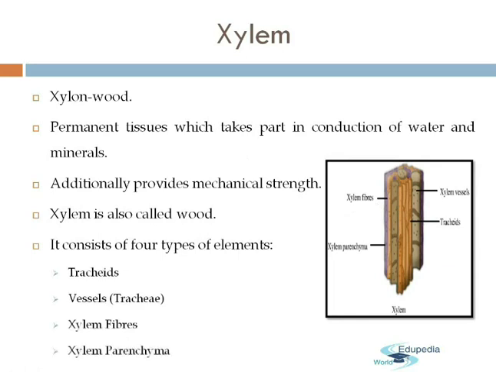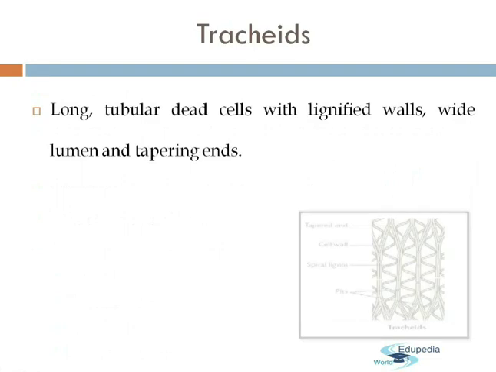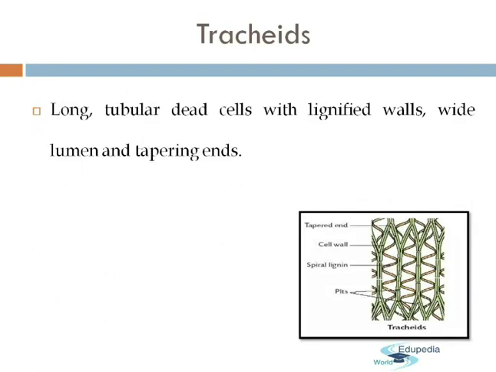Now, basically, xylem consists of these four elements: the xylem fibers, tracheids, vessels, and the parenchyma. Now see, these are the four parts: the fibers, the parenchyma, the xylem vessels, as well as the tracheids. First, let us start with what a tracheid is.